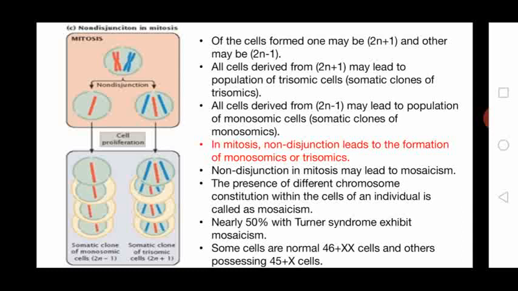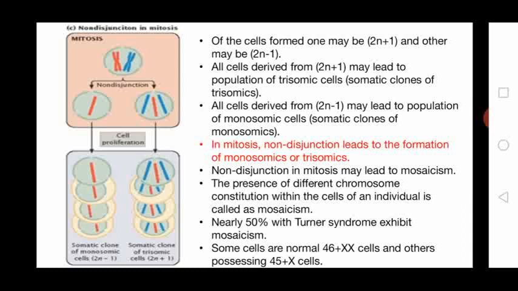And non-disjunction in mitosis: you can see a diploid mother cell, and that diploid cell undergoes mitosis to produce 2 diploid daughter cells. And if non-disjunction has occurred, one daughter cell will carry an extra chromosome and have 2n+1 chromosomal complement, and the other daughter cell produced will be lacking that particular chromosome and have 2n-1 chromosomal complement.